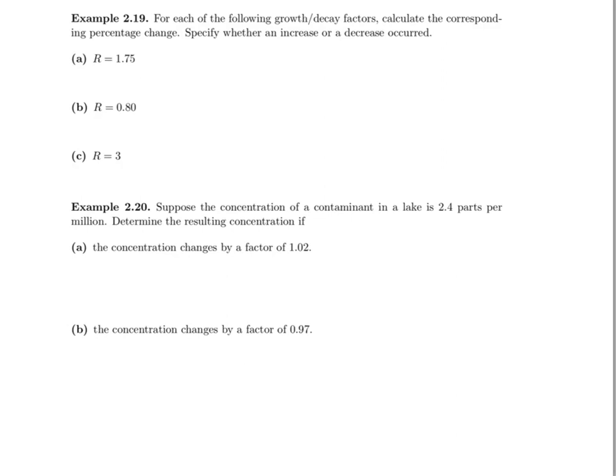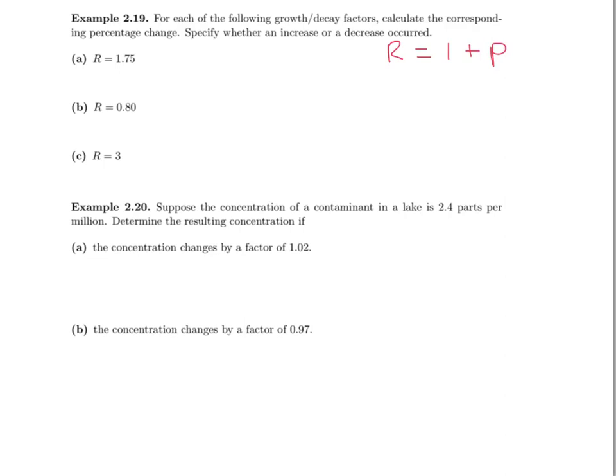For each of the following growth and decay factors, calculate the corresponding percentage change, then specify whether an increase or a decrease has occurred. So in this example, we are given the values of the factors, and we are asked to determine the percentage change. This is just the opposite of what we had to do in the previous example. So we still start from our equation, R equals 1 plus p, but in this particular case, R is known. We know these values. We need to try to determine p.